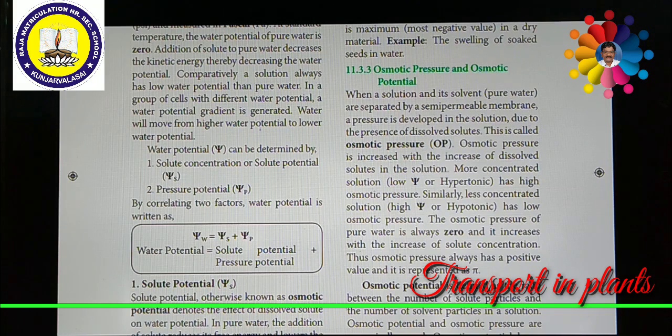Next we are going to see solute potential. What is solute potential? Solute potential is also known as osmotic potential.